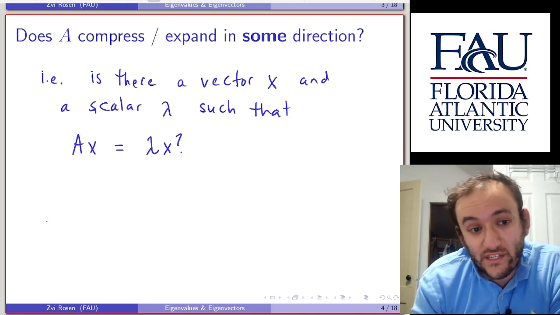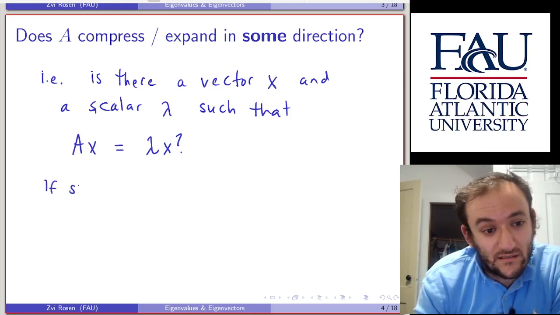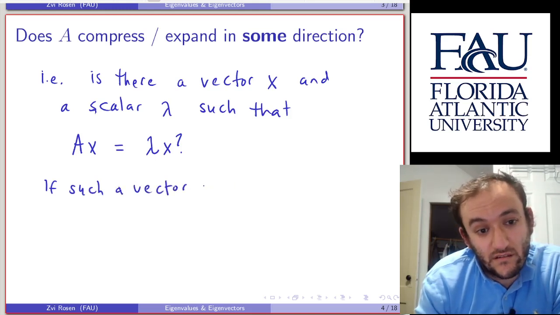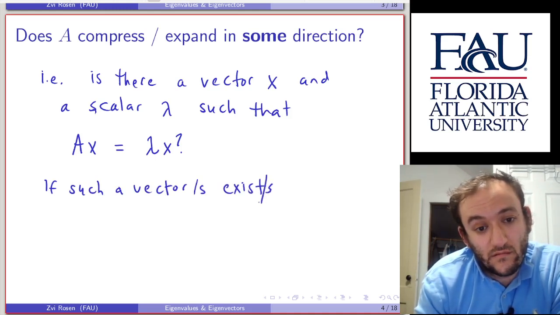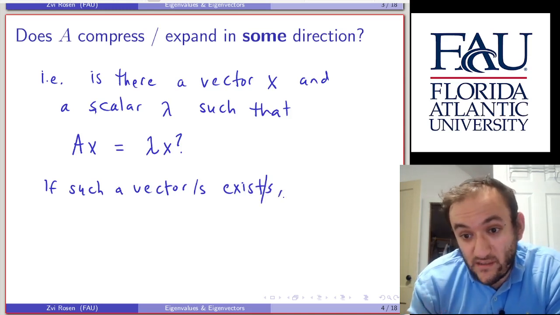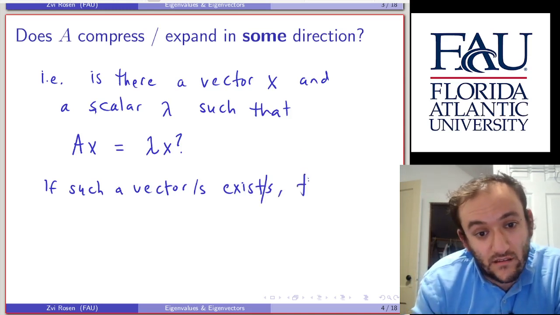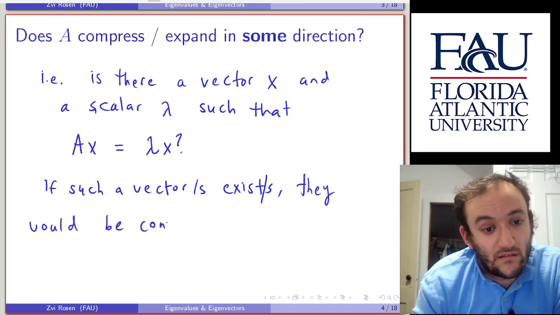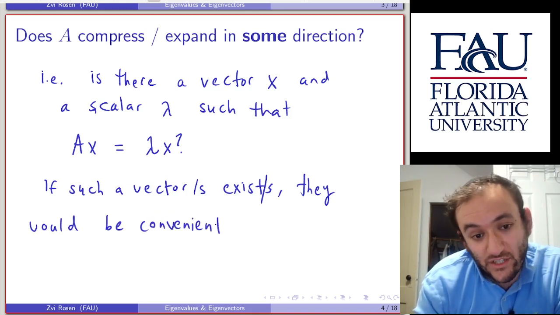Okay, so if such a vector exists, such a vector, or maybe multiple vectors, they would be really convenient to use as a basis. They would be convenient as a basis for the action of T.